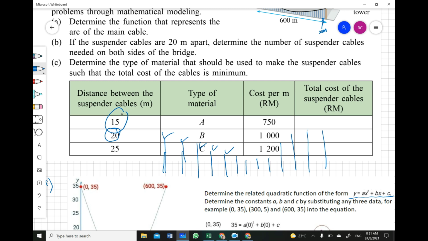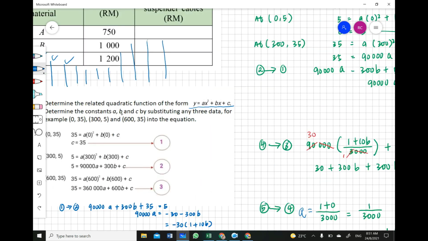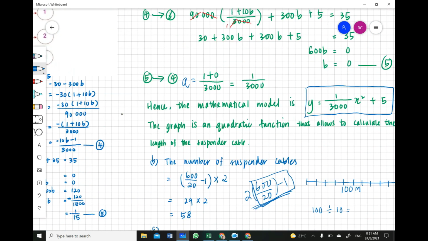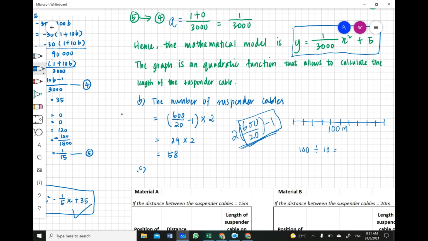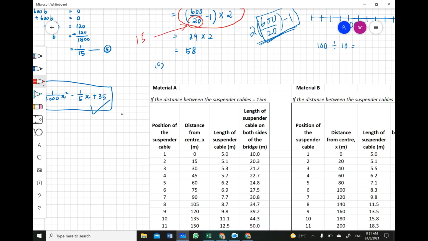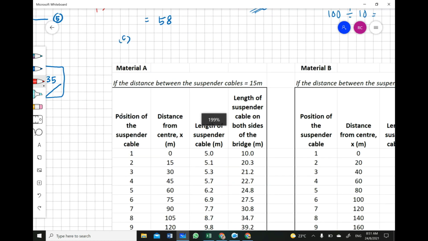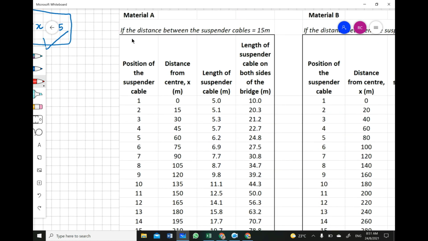So, we are going to use the same formula that we have just now to get the number of suspender cables needed. This is the formula that we have. When they say 15 meters apart, you just need to change this to 15. That is for material A. If you look at what I have over here, this is material A, if the distance between the suspender cables is 15 meters. I write down all of this in detail to let you understand.